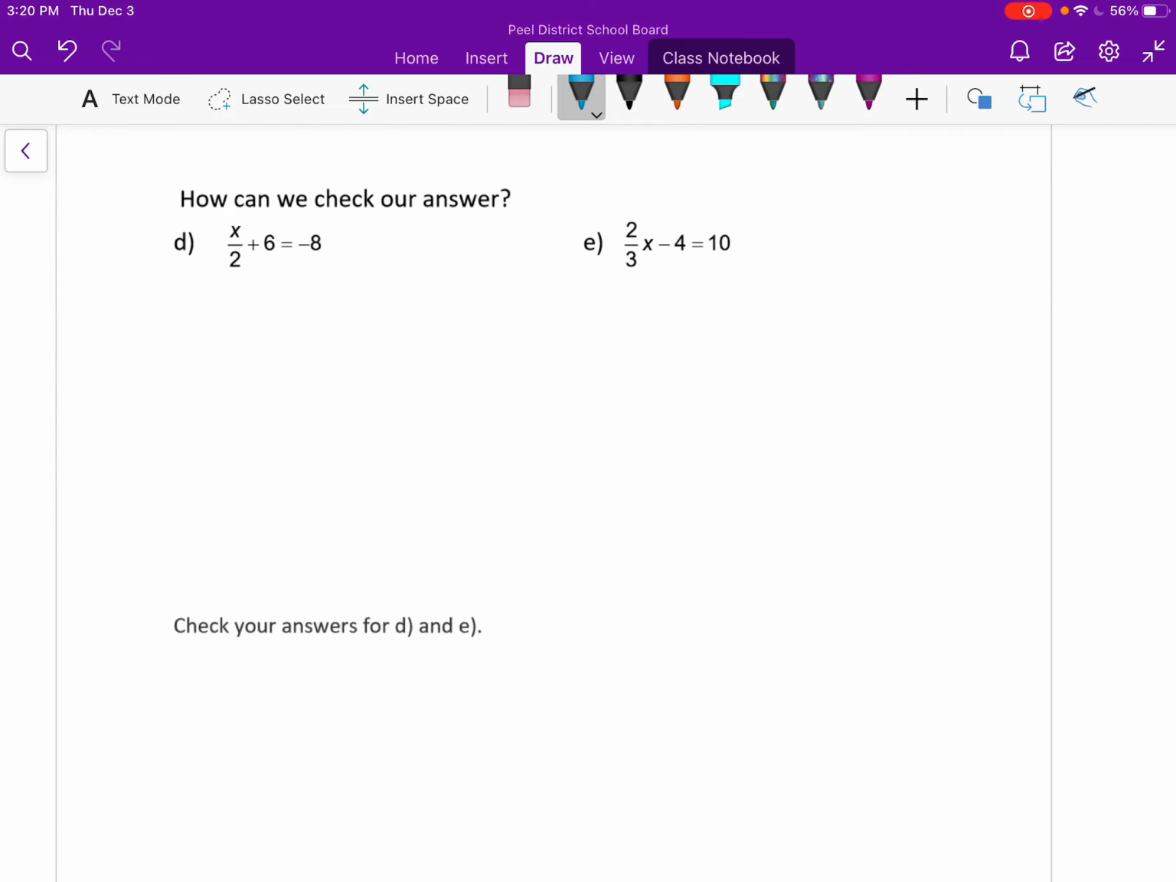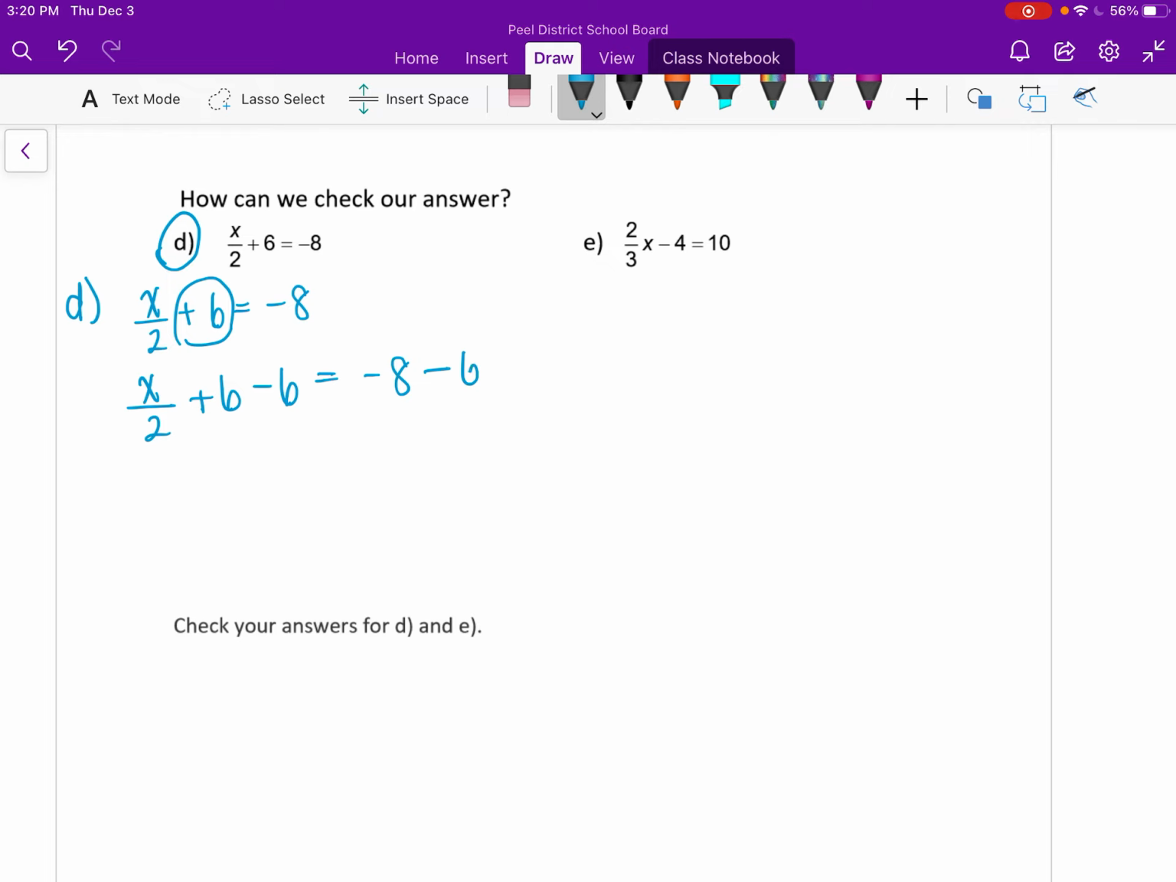So last thing that we're going to do: the one thing I really, really like about solving equations is that you can actually check your answers to make sure that you got them right. So how can you check your answers? Say we do D together, right? We're going to find D just using the balance method. So I have x divided by 2 plus 6 is equal to negative 8, right? First things first, I'm going to get rid of this 6 over here, right? I'm going to get rid of it by adding negative 6 or just subtracting 6 equals negative 8.